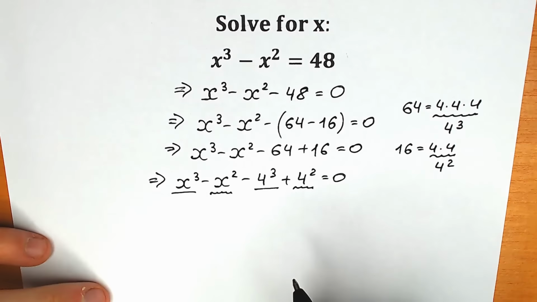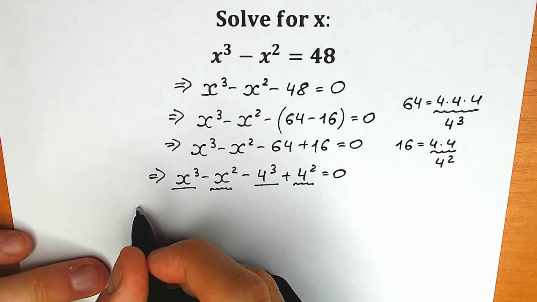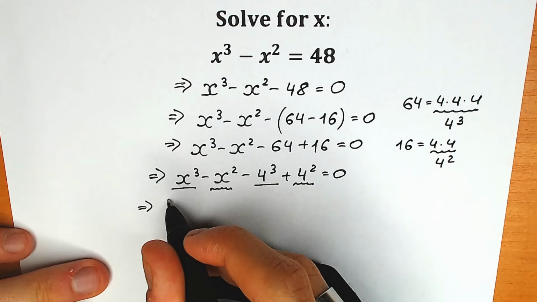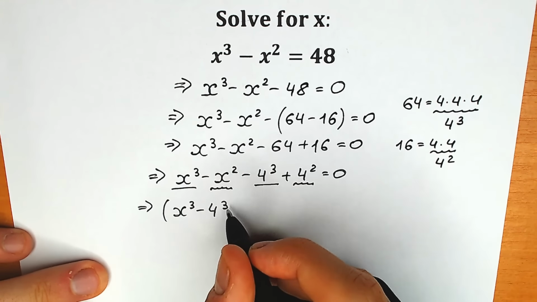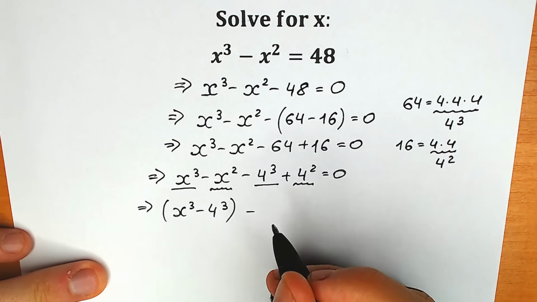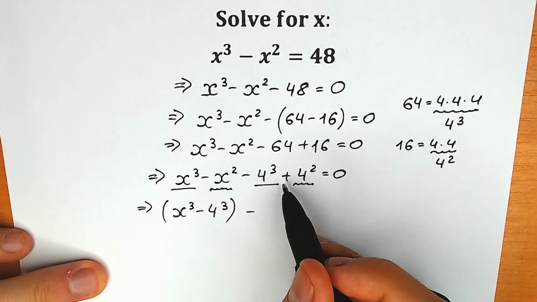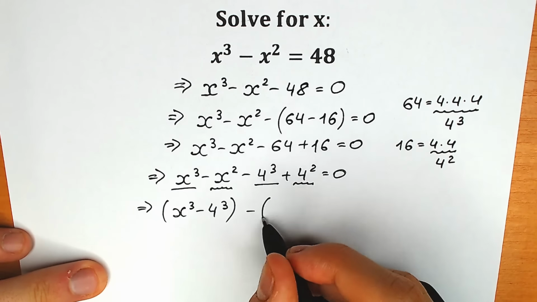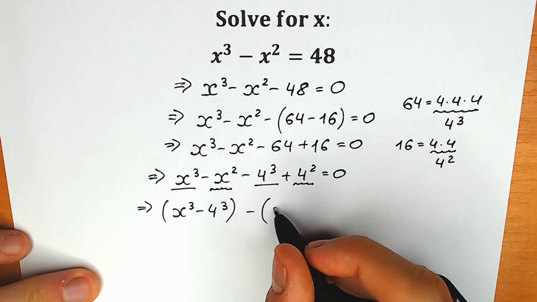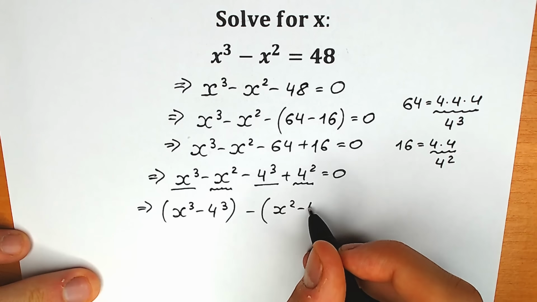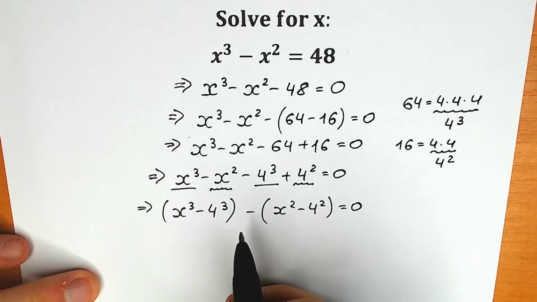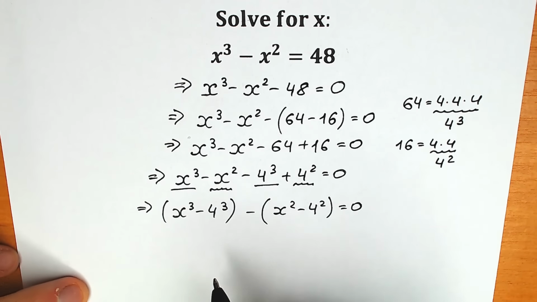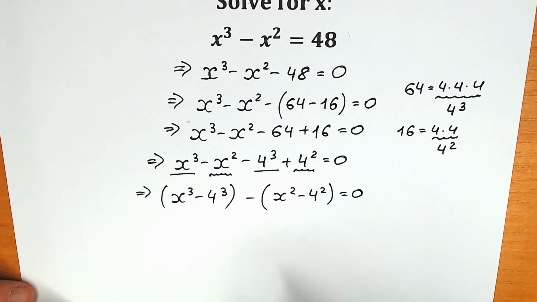So let's group our cubes and let's group our squares. As a result, we have x cubed minus 4 cubed, and we have minus, we can easily write x squared plus 4 squared, but we write it in parentheses, so we need to write x squared minus 4 squared, equal to 0. When you open the parentheses, everything's going to be great. We will have absolutely the same expression as we had in the beginning.